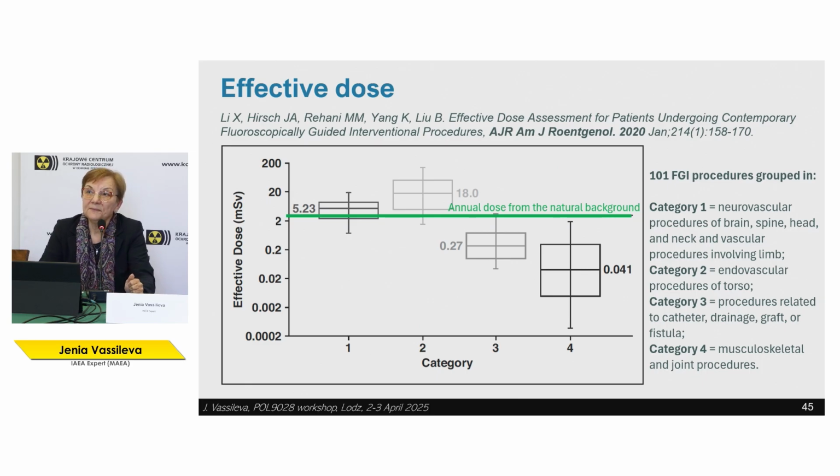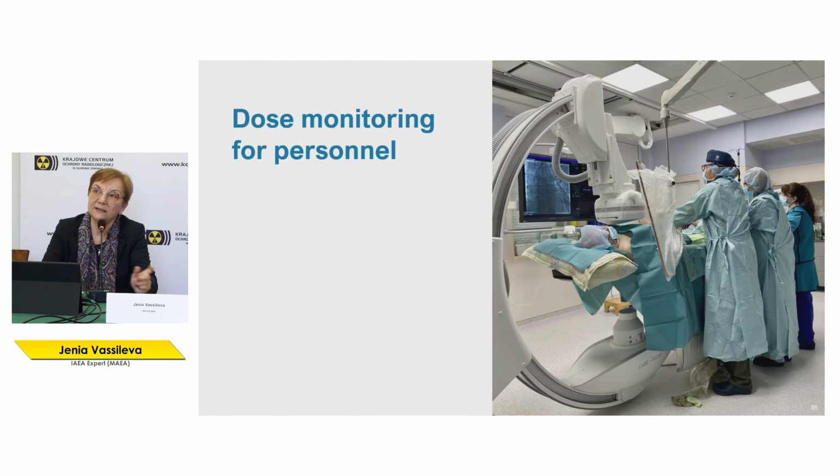For example, this is just one example of how we can compare different types of procedures. These are typical ranges between 4 categories of procedures, just to be informed which are the highest dose procedures compared to others, and to compare to other medical procedures.